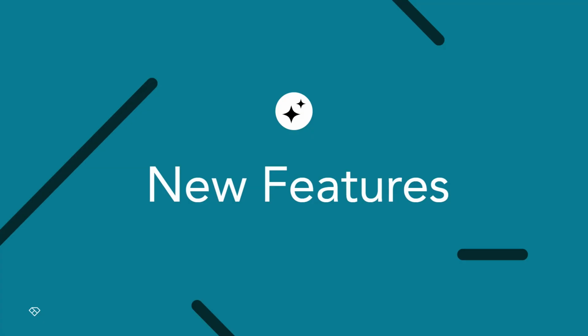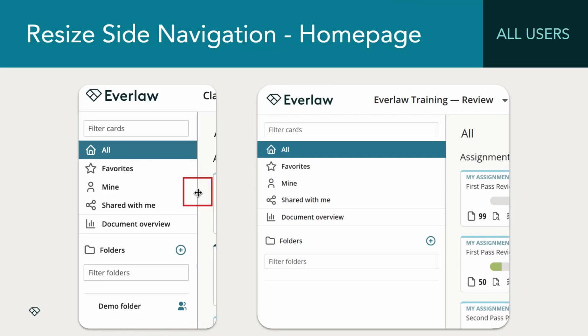Starting off with the new features, we have had quite a few in this release, so I grouped them together based on who can actually access these particular features. The first two are available to all users, so there's no special permissions required for these ones. The first one is the ability to resize the navigation bar on the left side of the homepage. Now you can simply select and drag the edge of that navigation bar to expand the panel if needed. This can be really great if you have a folder with a long title, and hopefully it'll be a little bit easier to read.